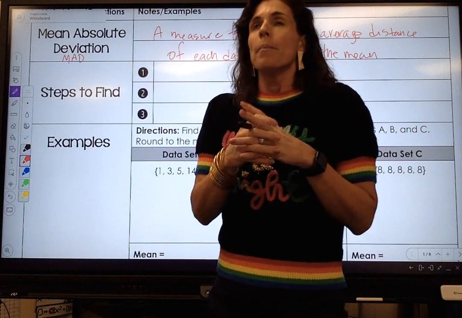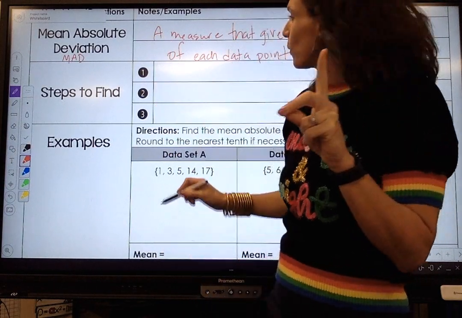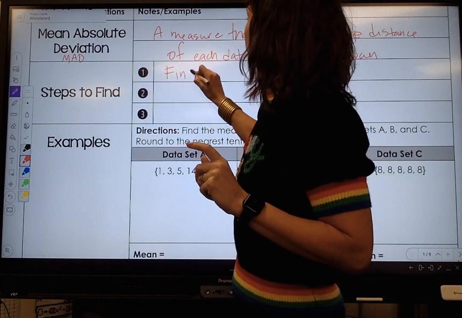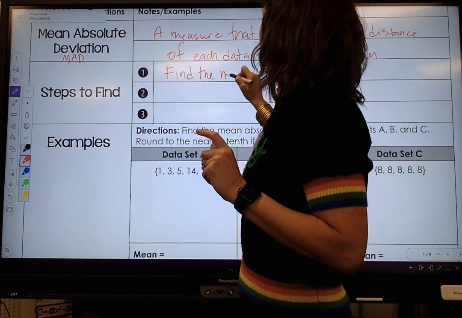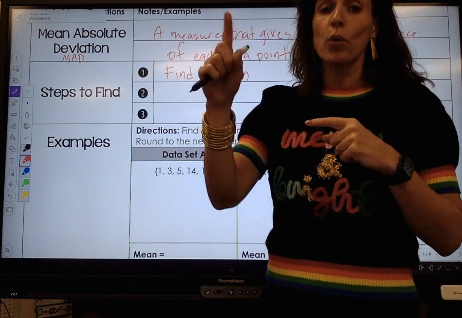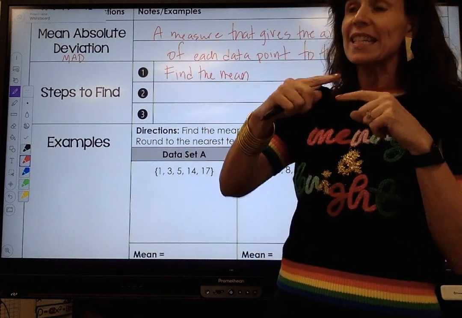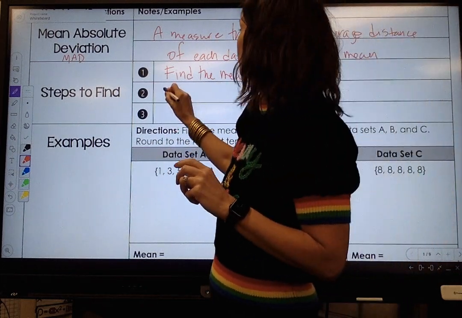So first step is we're going to find the mean. Then we're going to find the difference or the distance of each value from the mean.